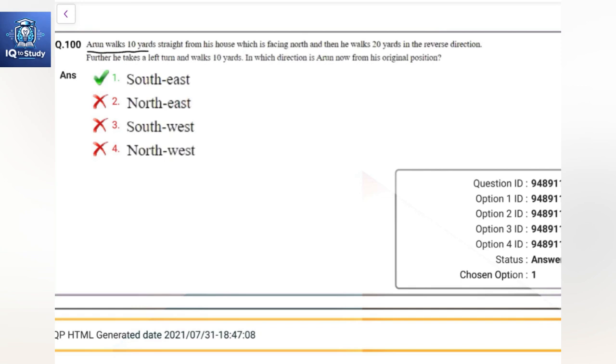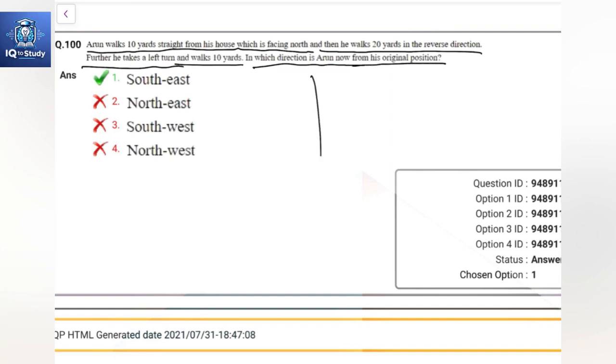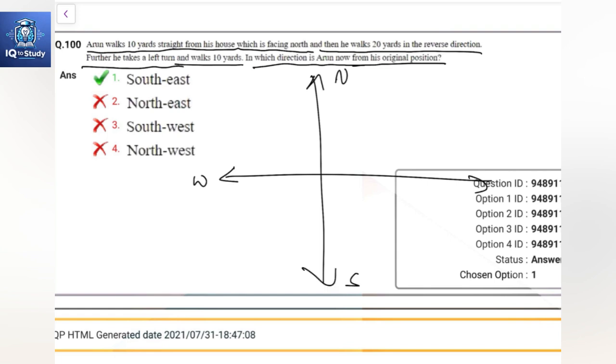Arun walks 10 yards straight from his house, which is facing north, and then he walks 20 yards in the reverse direction. Further, he takes a left turn and walks 10 yards. In which direction is Arun now from his original position? Let's draw the directions first. It is north, south, west and east.